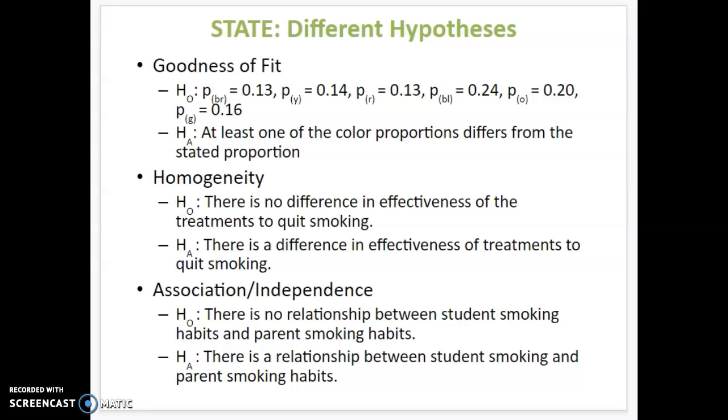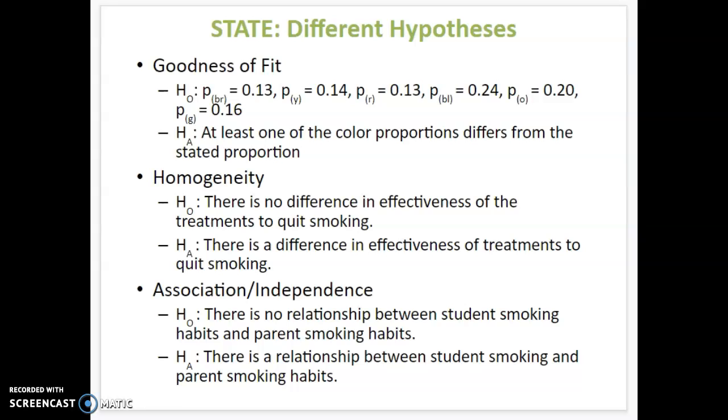One of the hardest things with chi-squared is making sure you're identifying the correct test, and we'll practice that a little bit at the end. Goodness of fit is one where you could write it out in proportions, and then the alternative is saying that at least one of them is different from what was stated. I would recommend always writing everything out in words.